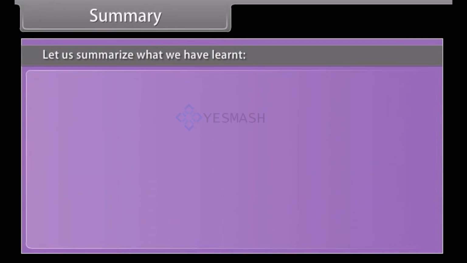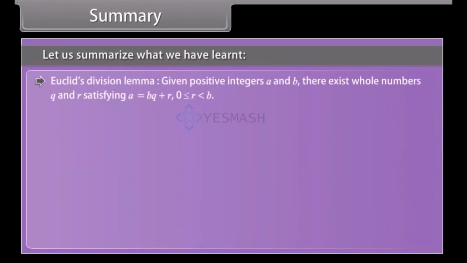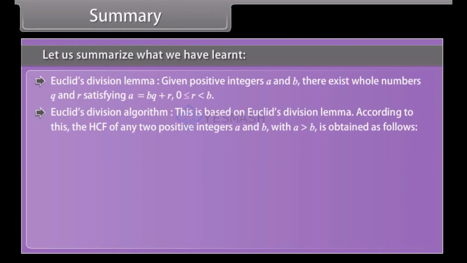Summary. Let us summarize what we have learned. Euclid's division lemma: given positive integers a and b, there exist whole numbers q and r satisfying a is equal to bq plus r, where 0 is smaller than or equal to r, which is smaller than b. Euclid's division algorithm is based on Euclid's division lemma. According to this, the HCF of any two positive integers a and b, with a greater than b, is obtained as follows.